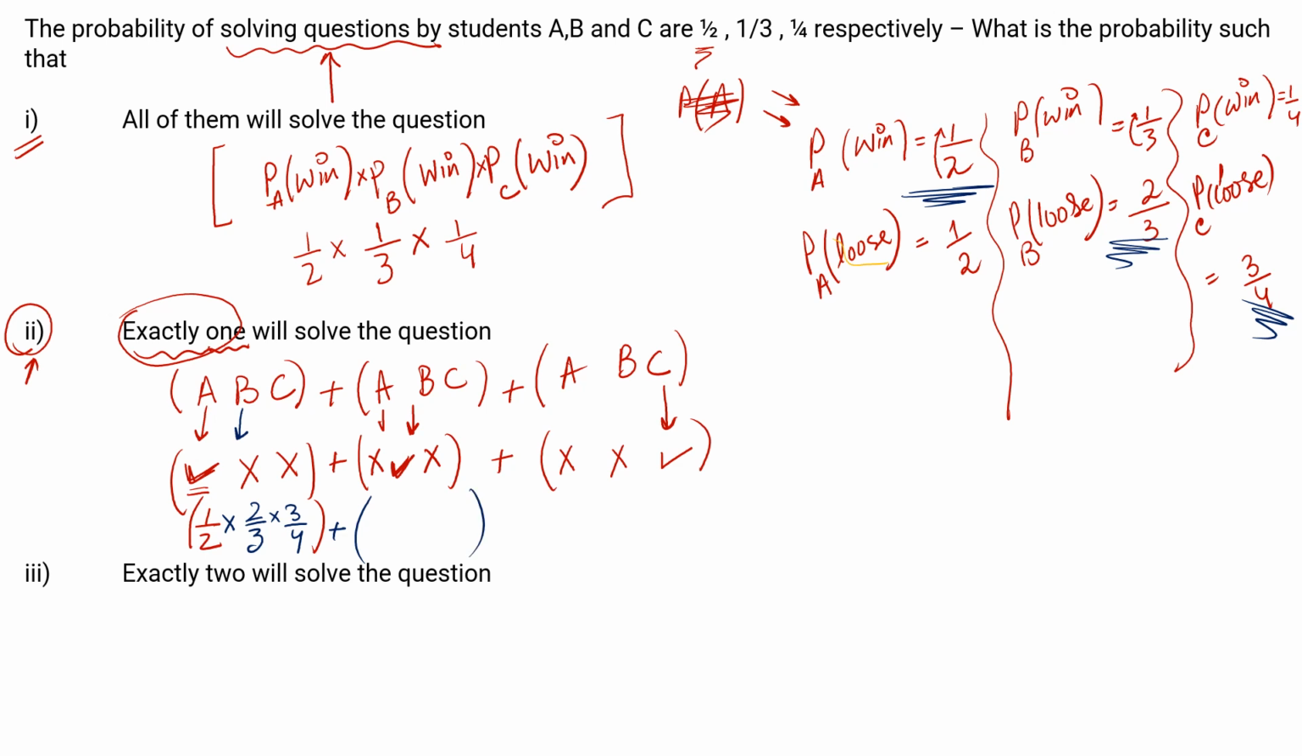Plus. Now, maybe the other case is A will not solve the question. The probability of not solving by A is 1 by 2, whereas B will solve the question. The probability of solving by B is 1 by 3. And for C, not solving the question is 3 by 4. Similarly, the probability of not solving by A is 1 by 2, not solving by B is 2 by 3, whereas C succeeded in solving the question, with probability 1 by 4.